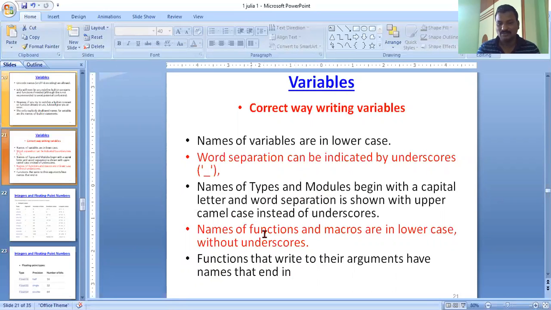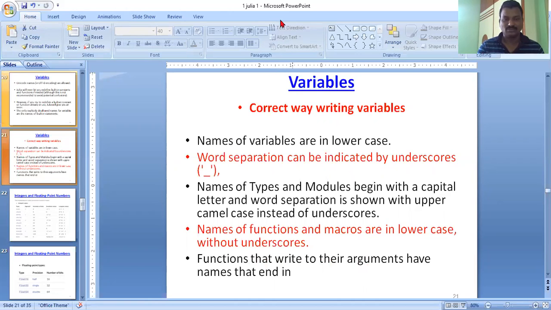Here, the names of functions and macros are lowercase. If you want to write a function name or a macro name, use lowercase letters without underscore. That means for the function name, you cannot use the underscore here. This is how you represent the correct way of writing the variable.